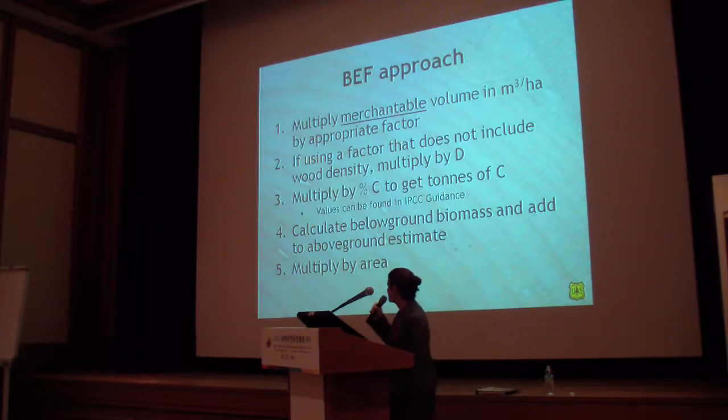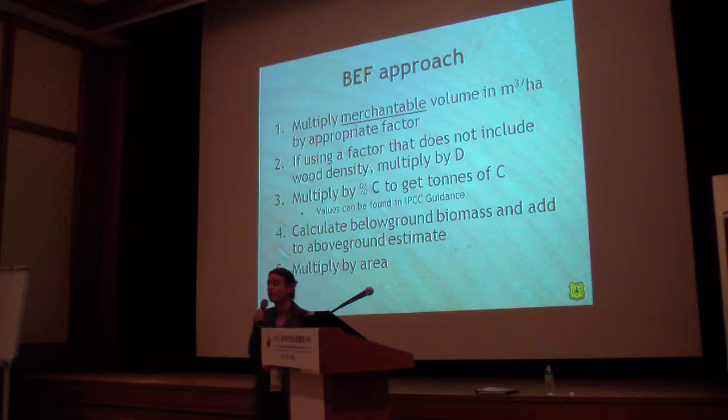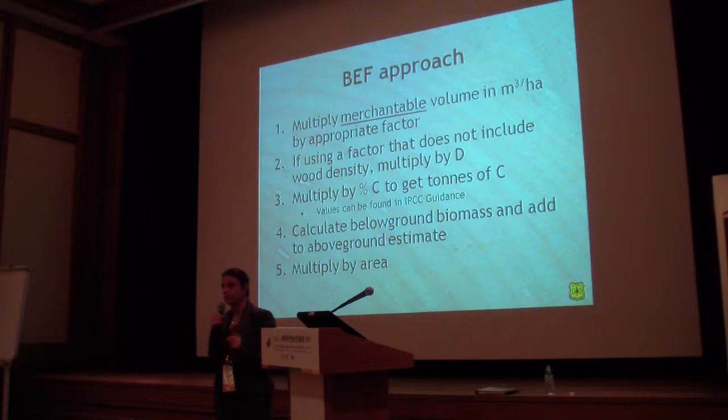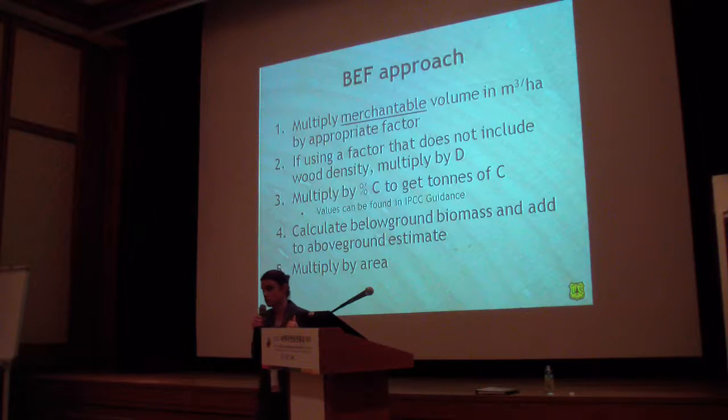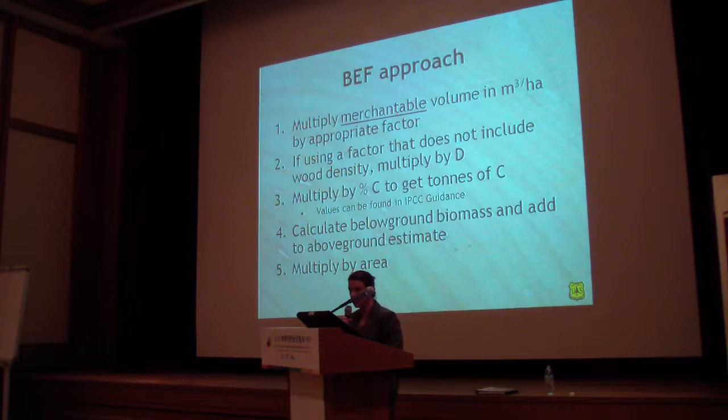Yep. So for this one, your input volume is again merchantable volume. This is really important. It's merchantable volume because the factor will scale up to total volume, so those branches, tops, stumps, non-merchantable stems. So you're sort of expanding it twice if you're using total volume data. So you want to make sure you have cubic meters per hectare, merchantable volume.